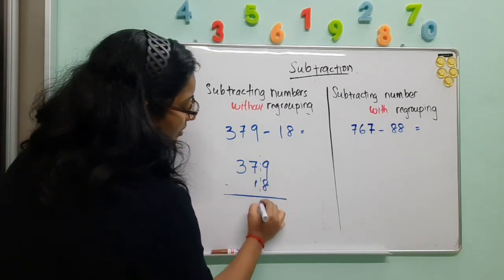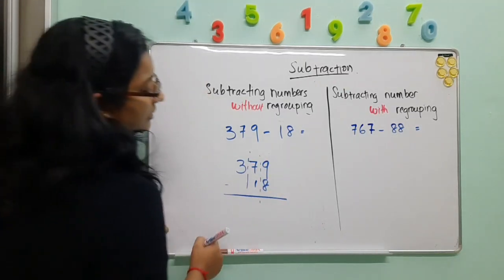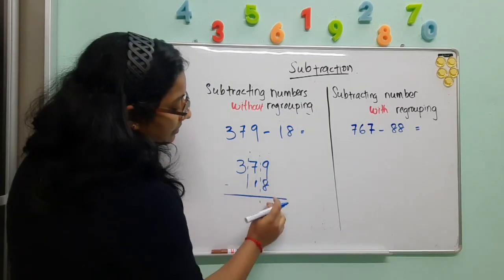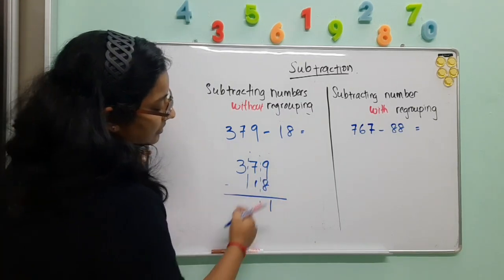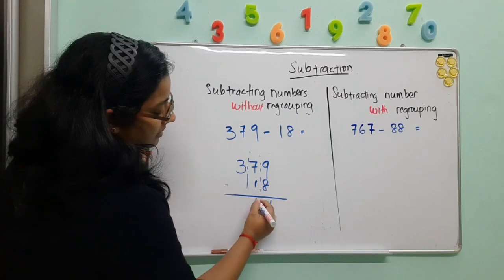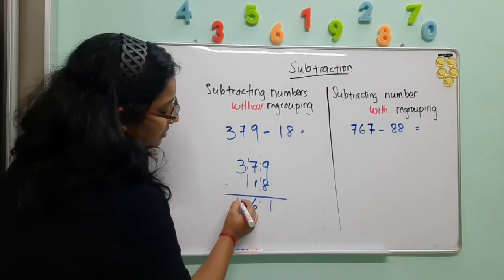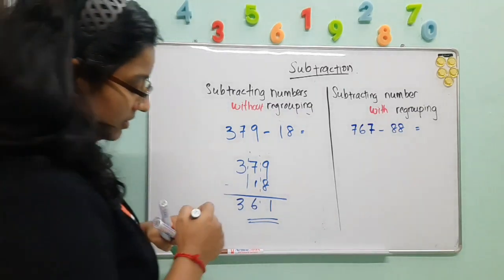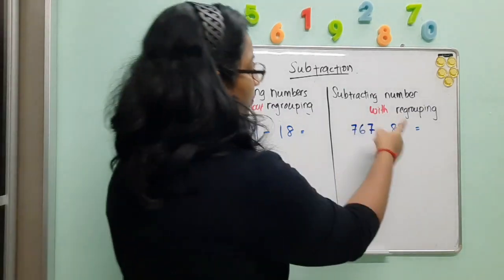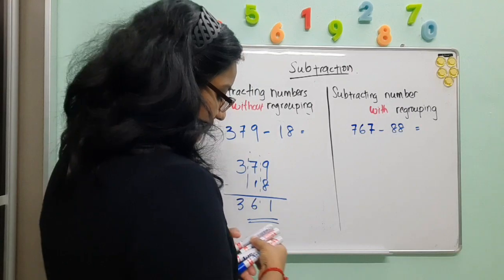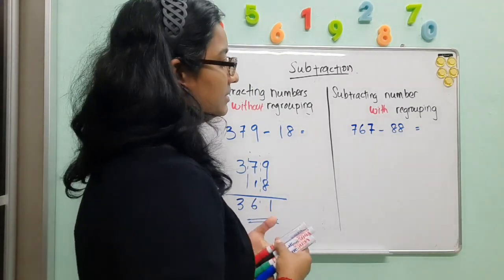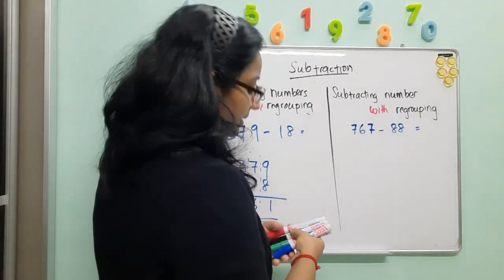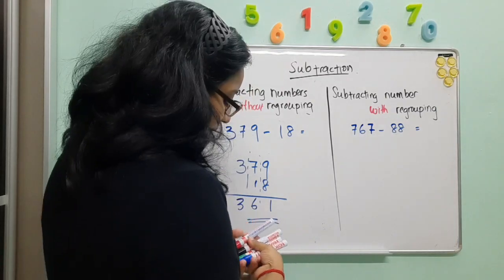Okay, and draw a line here. 9 minus 8 is 1. 7 minus 1, 6. 3 minus 0 is 3. Quite straightforward. Whereas for with regrouping, it's a bit difficult, not difficult, a bit tricky. I'm going to show you how to solve it.